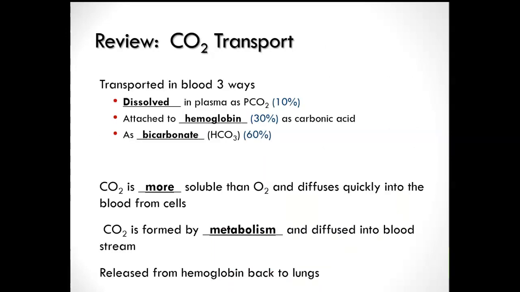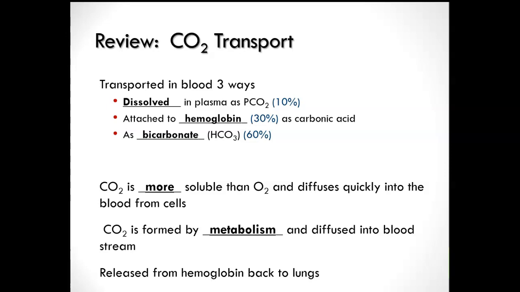So let's review CO2 transport. It's transported in 3 ways. One, it's dissolved in the plasma as the PCO2. We've already talked about that a little bit as we talked about blood gases. It's attached to the hemoglobin, 30% of it as carbonic acid. And then the rest of it becomes bicarbonate, right? And that's about 60%.